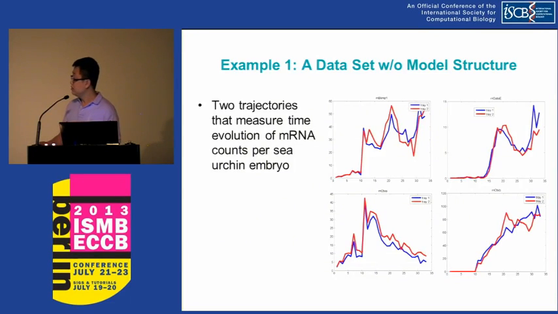Here I'm showing you one example of real data where there are 4 mRNA time series data per sea urchin embryo. You can see that we have 2 trajectories, one is red, one is blue. The 2 trajectories are similar but not the same because of the noise embedded in this model. Also, for this model, the structure is not known. Therefore, if you want to solve this problem, you need to do structure learning and parameter estimation simultaneously.